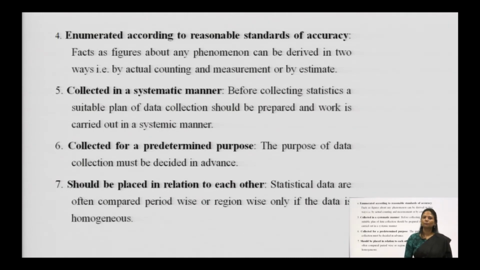The last one is that data should be placed in relation to one another. Statistical data are often compared period-wise or region-wise, only if the data is homogeneous. Taking an example, it is senseless to compare the height of an elephant to the height of a human being. So, we can only compare things which are homogeneous in nature. The height of a person can be compared with the height of another person. The weight of a person can be compared with the weight of another person, and so on.